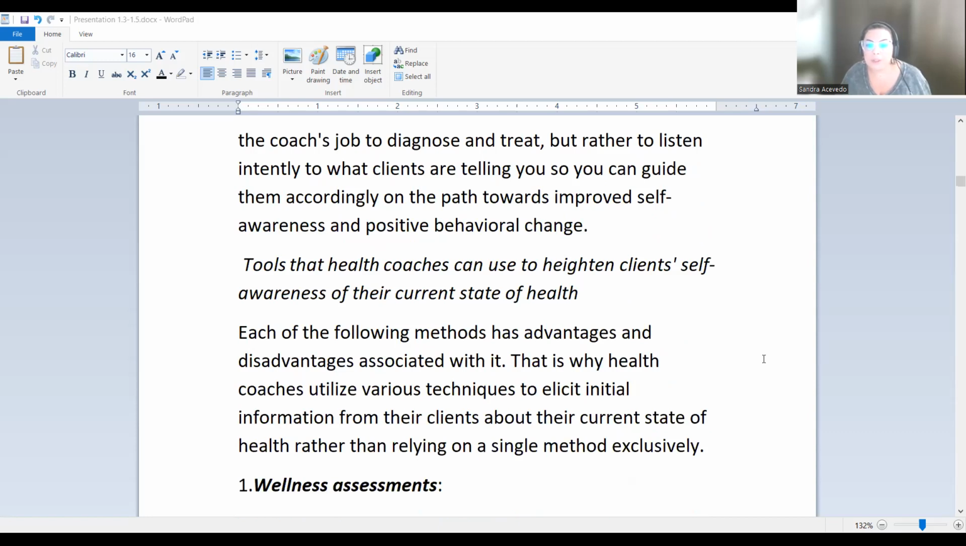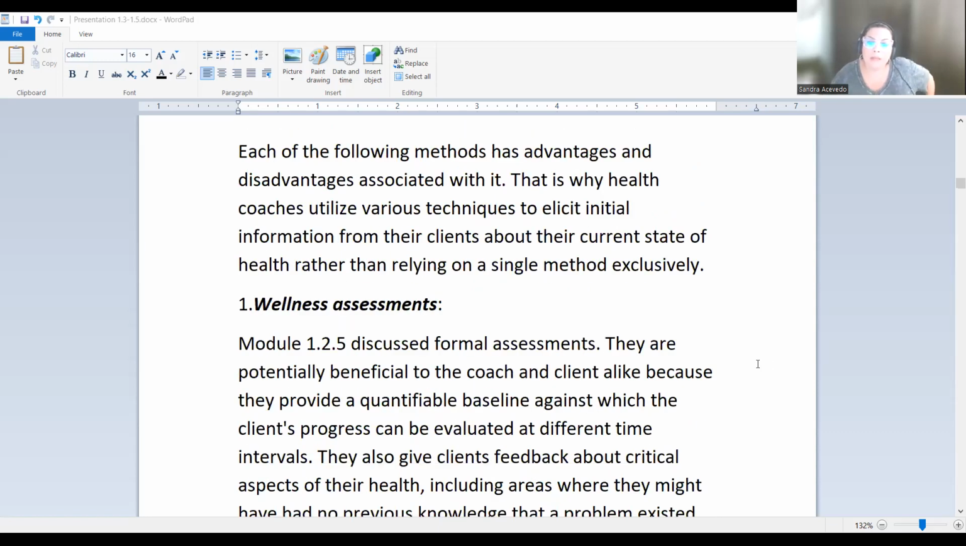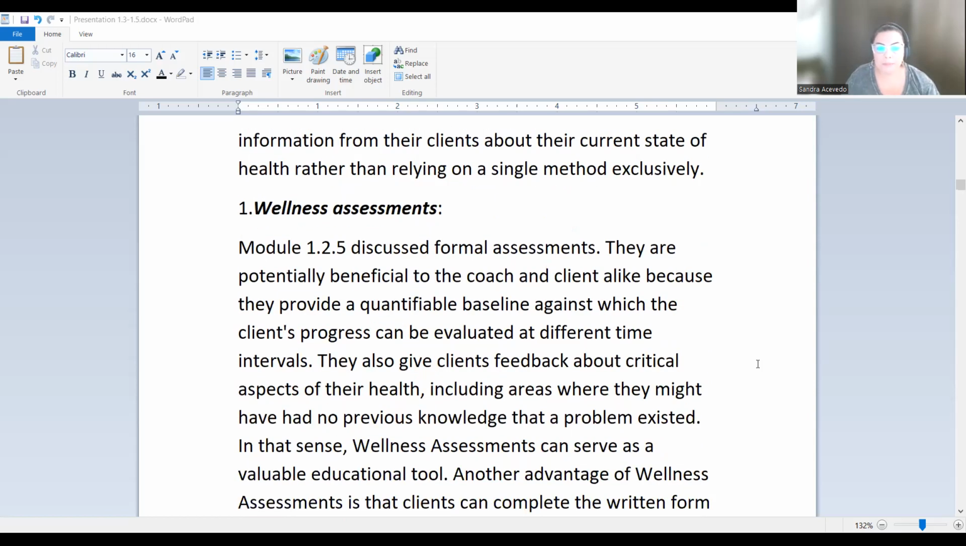Tools that the health coach can use to heighten clients' self-awareness of their current state of health. Each of the following methods has advantages and disadvantages associated with it. That is why health coaches utilize various techniques to elicit initial information from their clients about the current state of their health rather than relying on a single method exclusively. Number one is the wellness assessment.